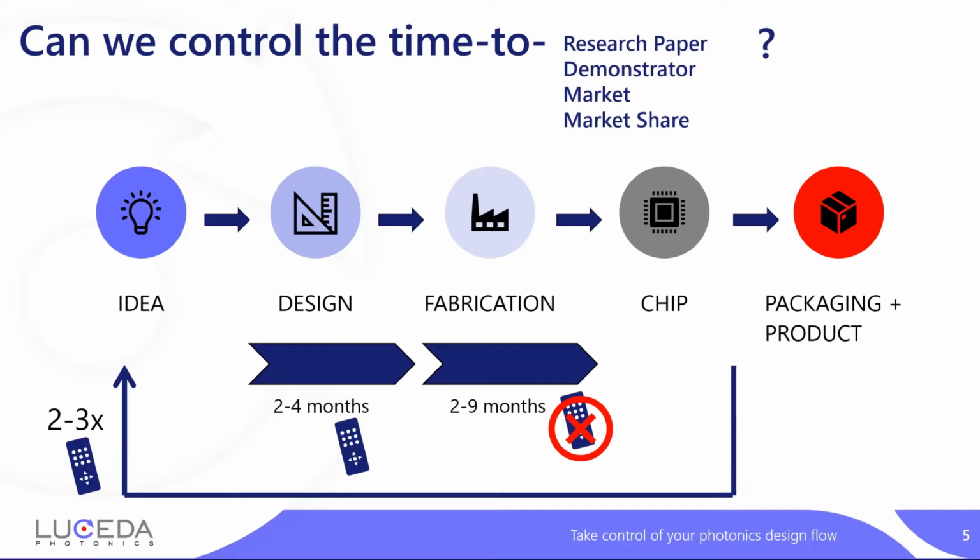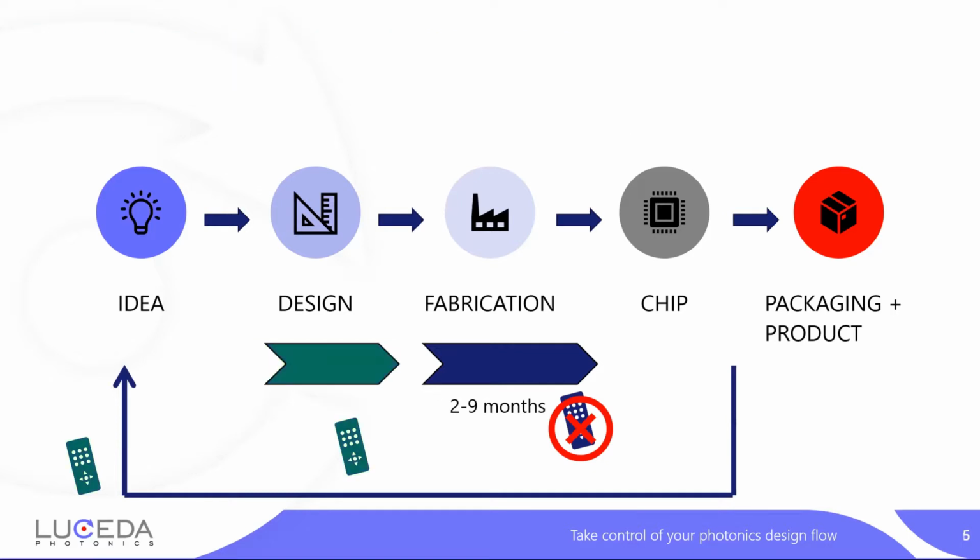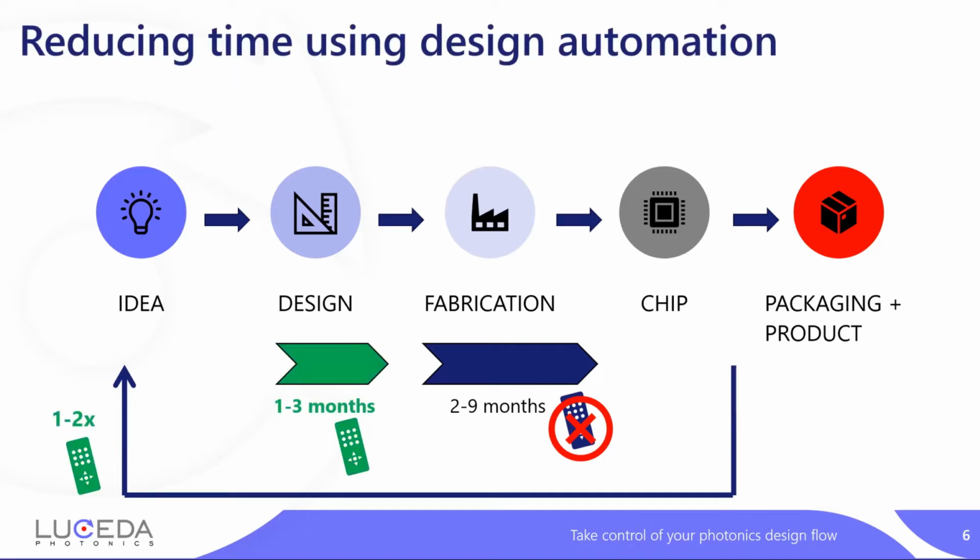The fabrication process is typically: you send your GDS to the foundry and you have to wait until it returns. So you don't have a lot of control over that. In terms of designing and in terms of number of iterations, you can have control, and the way to reduce these is by using design automation. That's what our company is about, and it's also our vision for the future that PIC designers can have the same first time right experience as electronic designers.